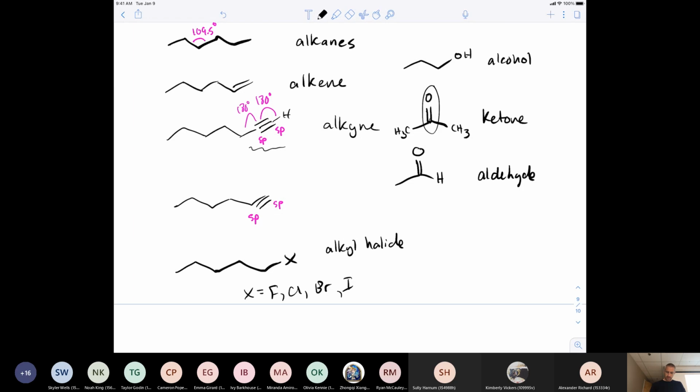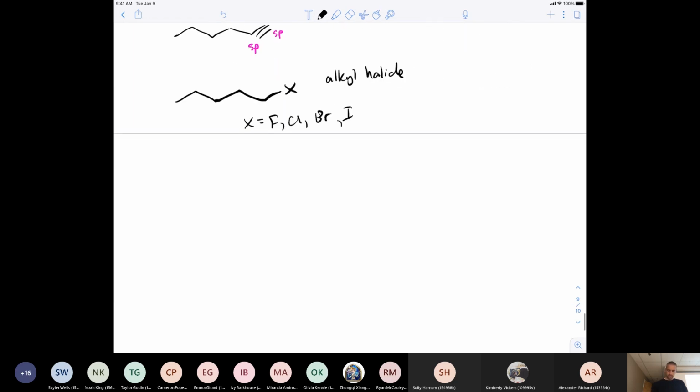Esters, I'm going to zip this up just a little. An ester has a carbonyl group, an oxygen, and then another carbon group. Something like this. Ethers, not to be confused with esters, are like an alcohol where you replace the hydrogen with a carbon.